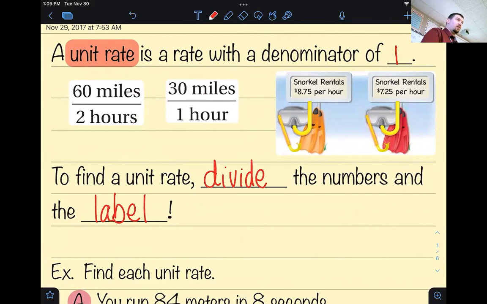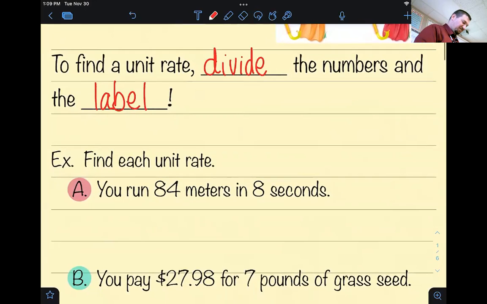Miles per hour, miles per gallon, dollars per can, dollars per pound, teachers per bus, servings per package, calories per steak, fries per container, pieces of gum per desk. That's more like it. Okay.